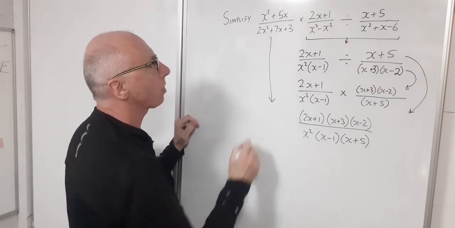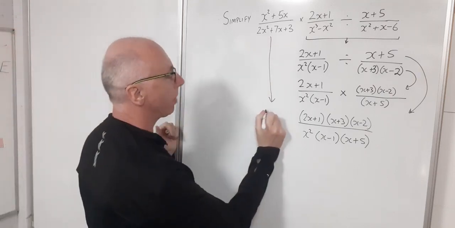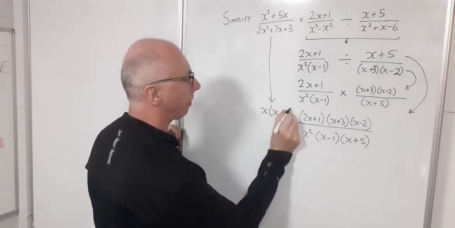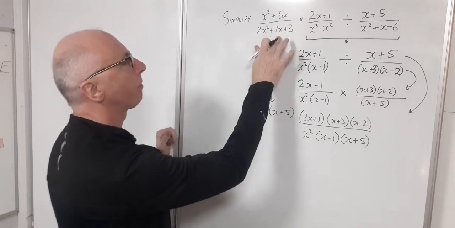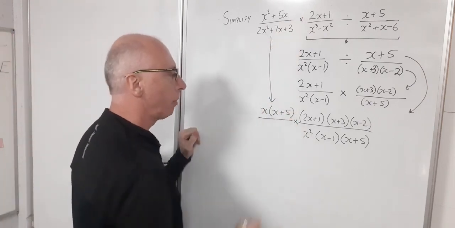So now I've got x squared plus 5x. So again, I'm going to factor out as I go along because you never know, there could be some cancellations. X plus 5, that factored. This one here looks a little bit more awkward. So it's going to be multiplied.